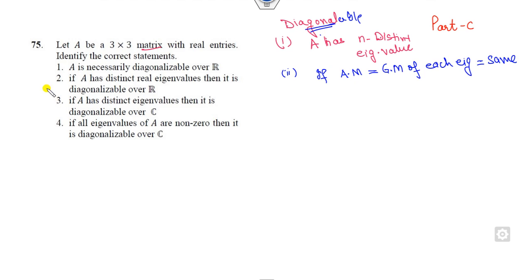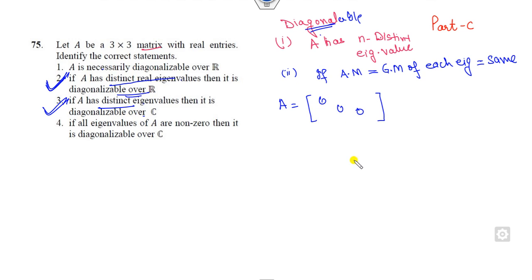Fine. So look at that. Second option is correct. If A has distinct eigenvalues, then it is diagonalizable. If A has distinct eigenvalues, then it is also diagonalizable here. So second and third are correct options. A is necessarily diagonalizable, that's a wrong option. In your graduation or post graduation you have solved many examples which show this is not true. So we can consider any matrix.